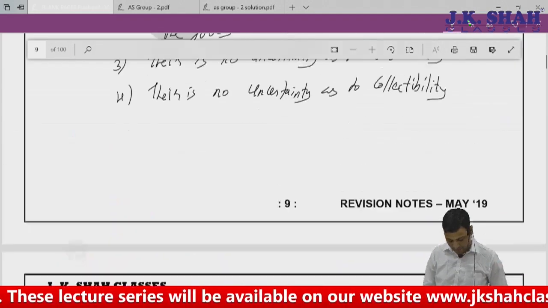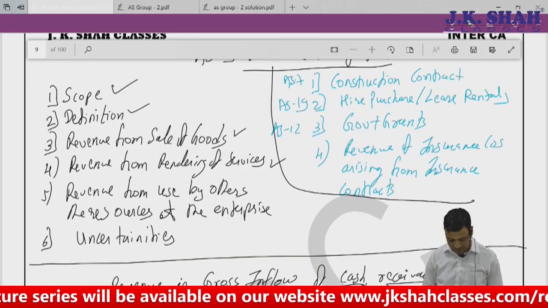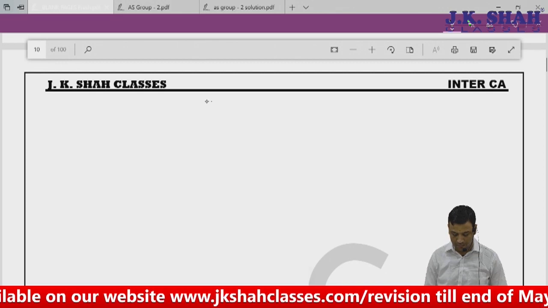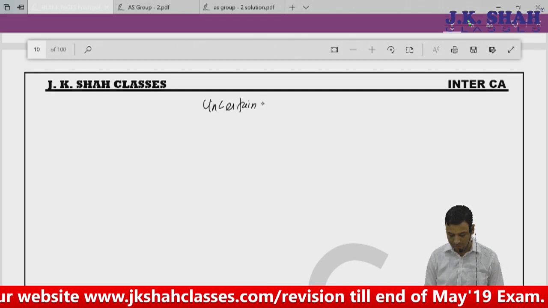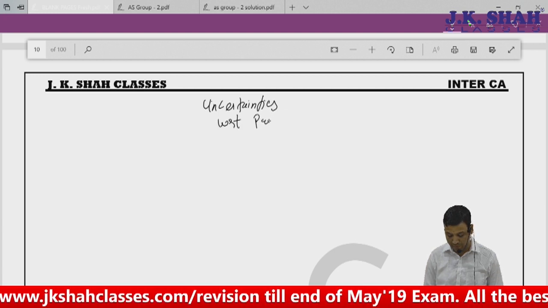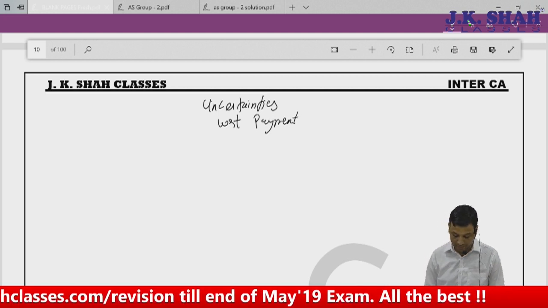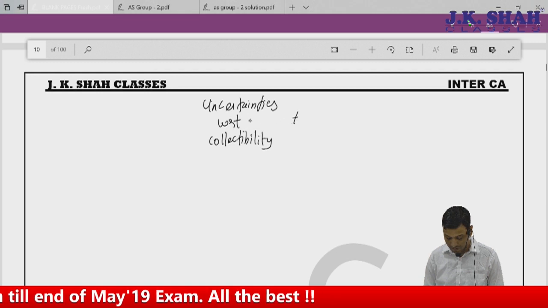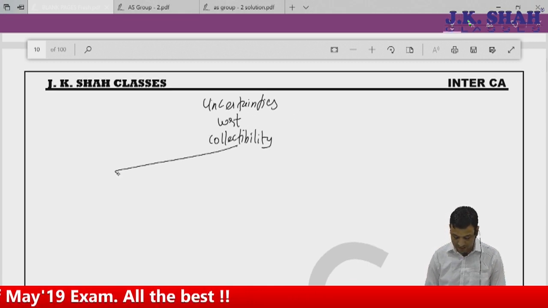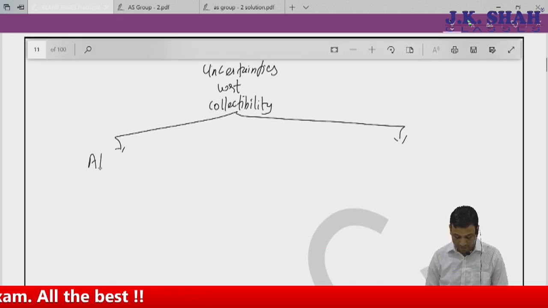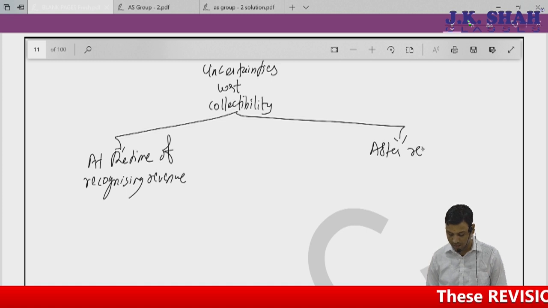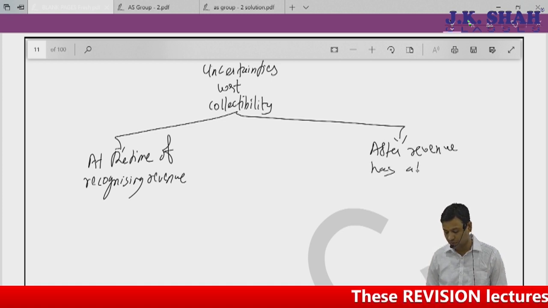Coming to the last area, the points we are discussing: the last area is uncertainties. Now what is uncertainty? Uncertainties with respect to payment, that is, with respect to collectibility. Now, the standard says there can be an uncertainty with respect to collectibility at the time of recognizing revenue or after revenue has already been recognized.